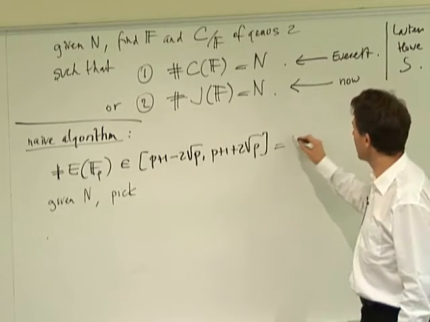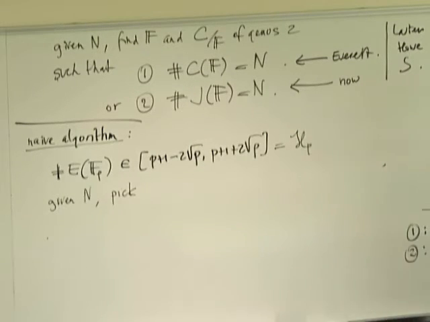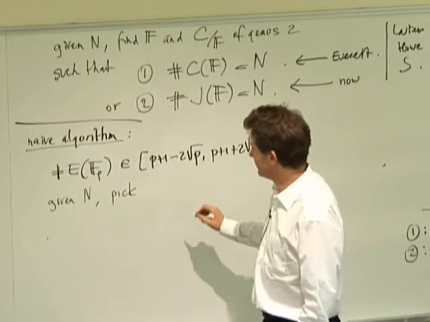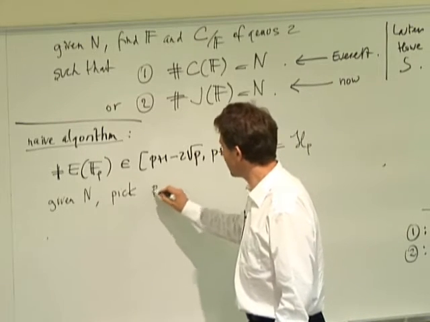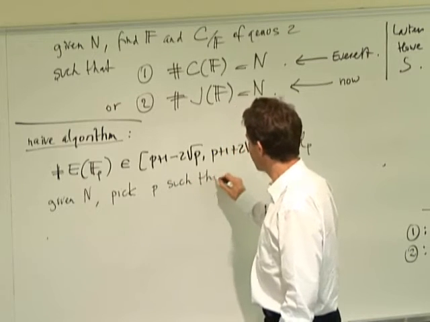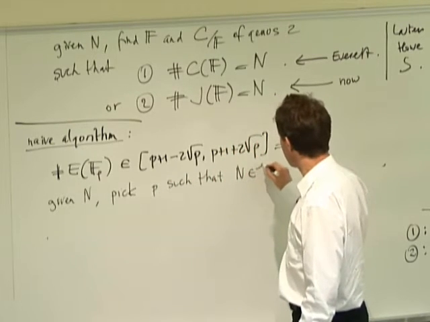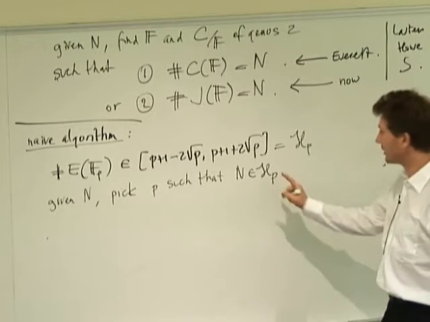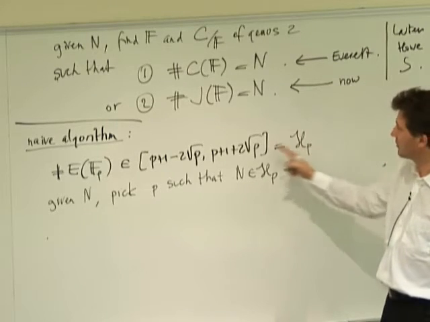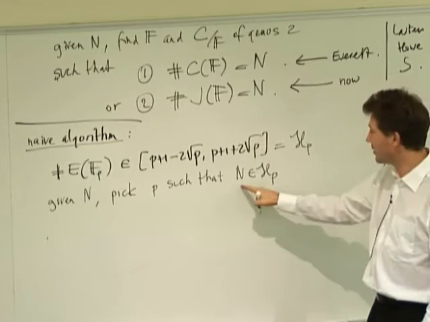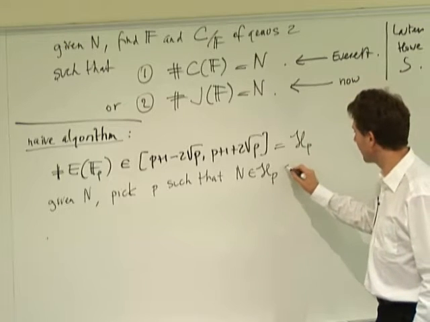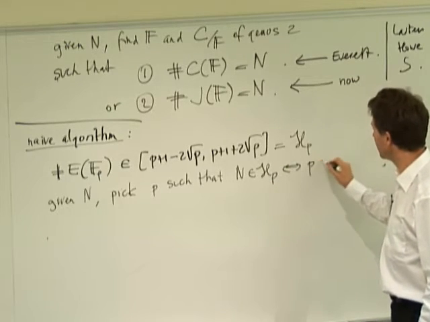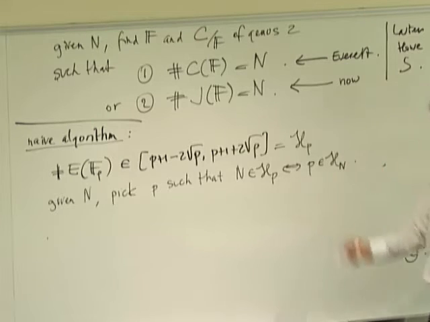So if I call this Hasse interval around p H_p, you could say pick p such that n is in the Hasse interval around p. You can phrase it completely symmetrically. If you define H_p for any integer p like this, n being in H_p is exactly the same thing as saying that p is in the Hasse interval around n.